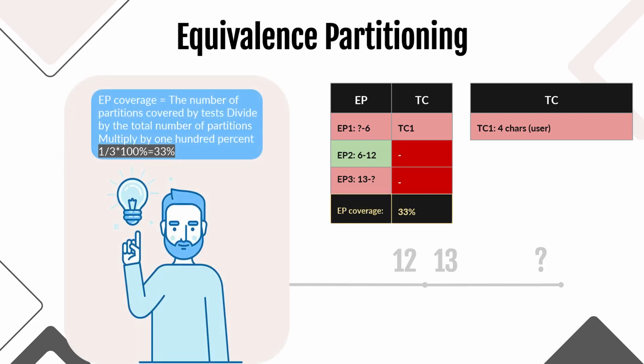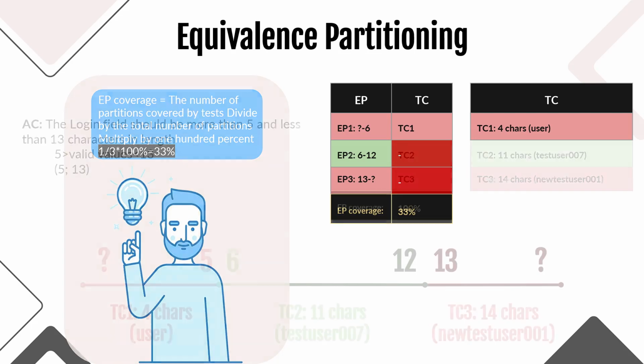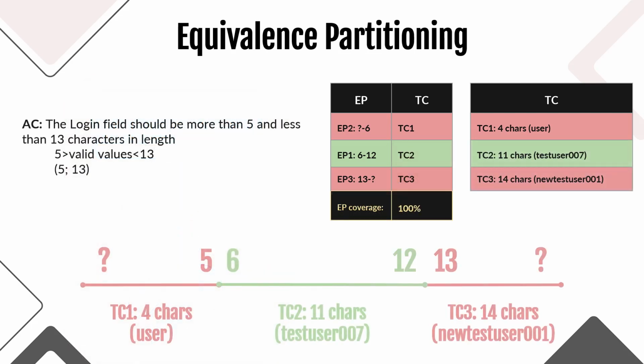You need to divide the number of equivalence partitions covered by test cases by the total number of equivalence partitions and multiply by 100. In this way, you can determine the percentage of test coverage. For example, if we have only one test and the number of equivalence partitions is 3, then the test coverage will be 33%. Accordingly, in order to get 100% coverage, we need 2 more tests, one for a valid partition and another for an invalid one. For example, 11 and 14 characters respectively. Thus, with 3 tests, we achieve 100% coverage.